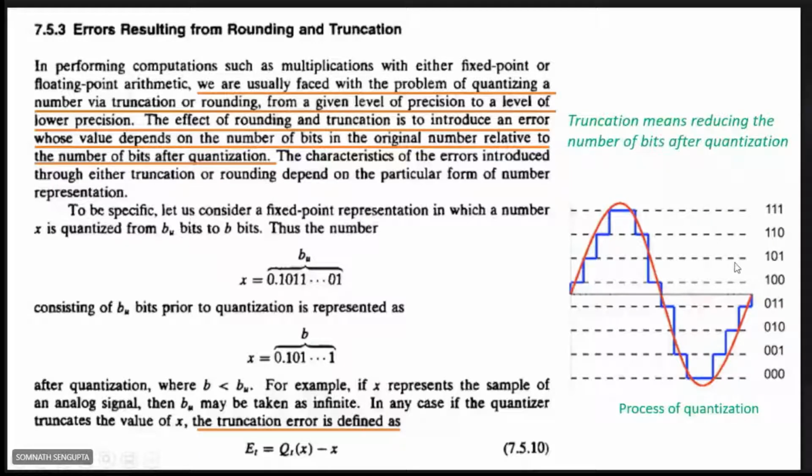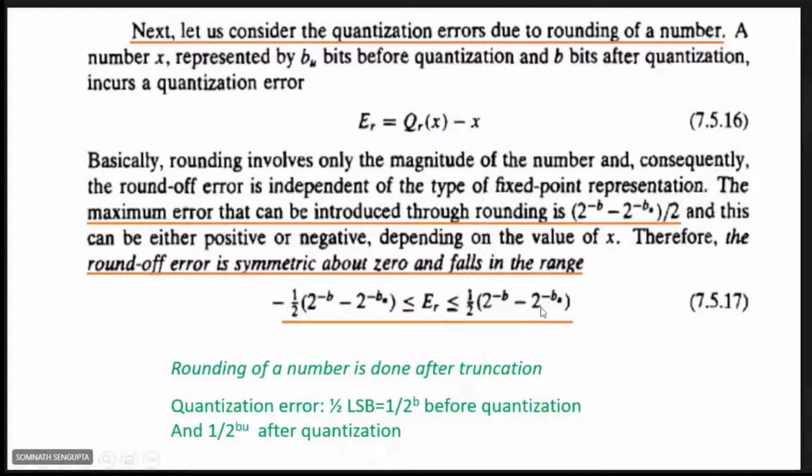You have studied in digital communication PCM, pulse code modulation. You must know how this quantization error is calculated. So this is the quantization error: minus half LSB to plus half LSB. So just up to this, I wanted to tell you.